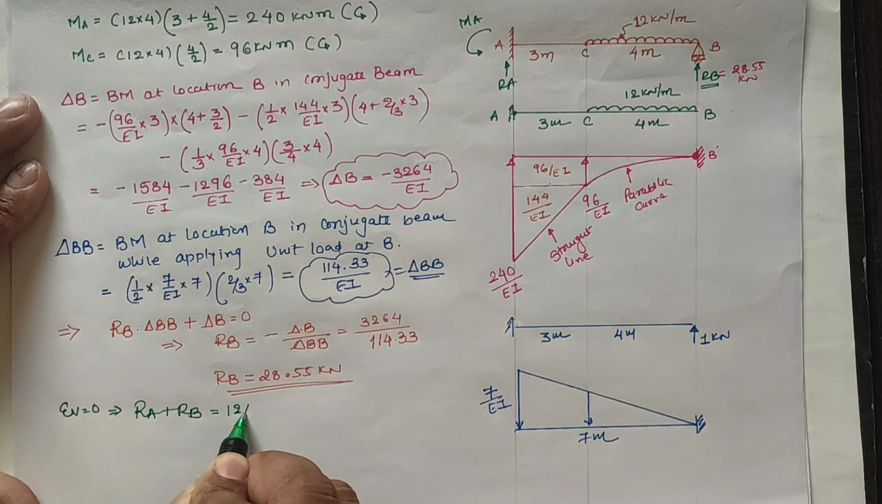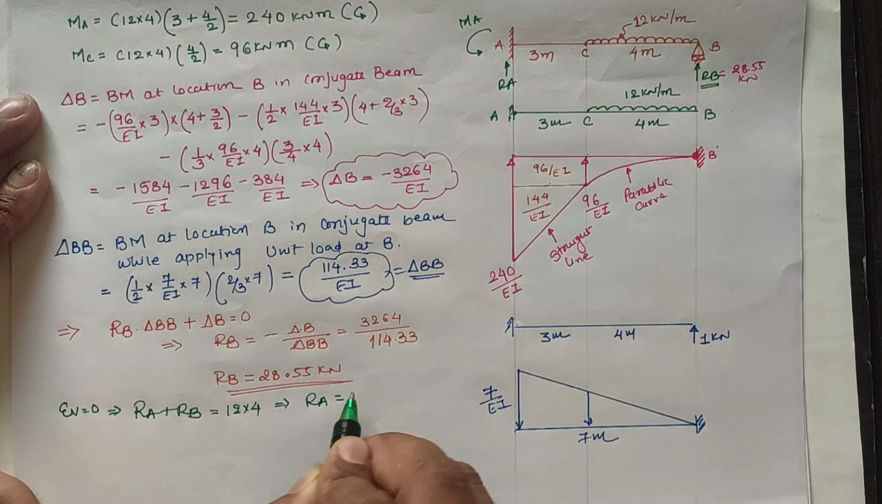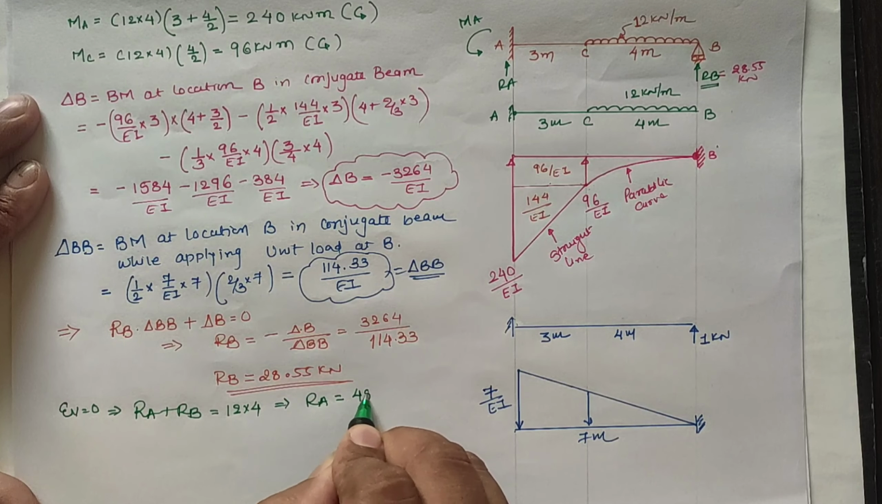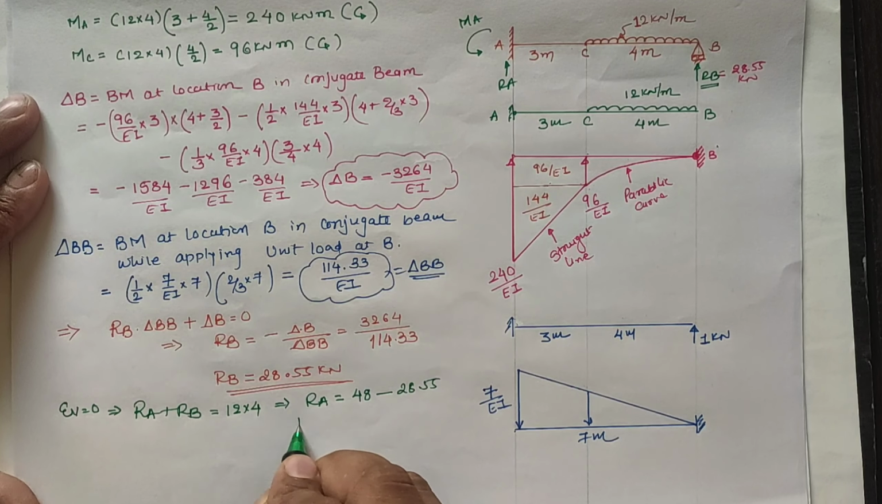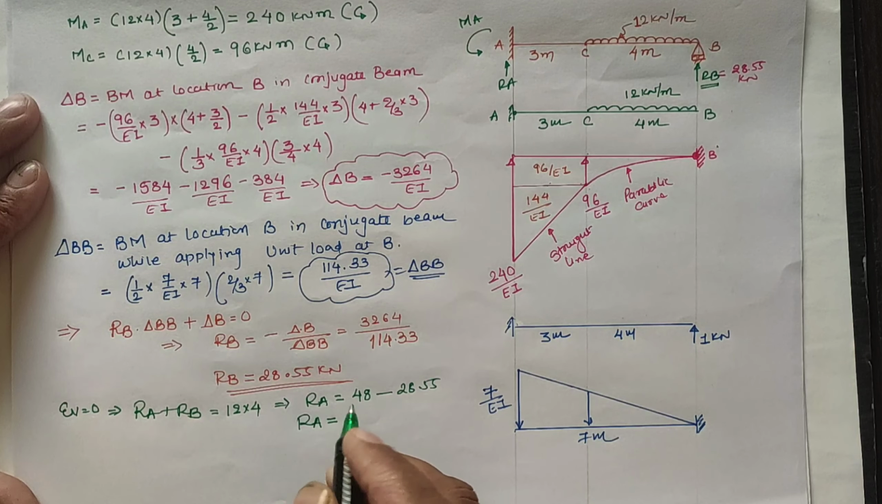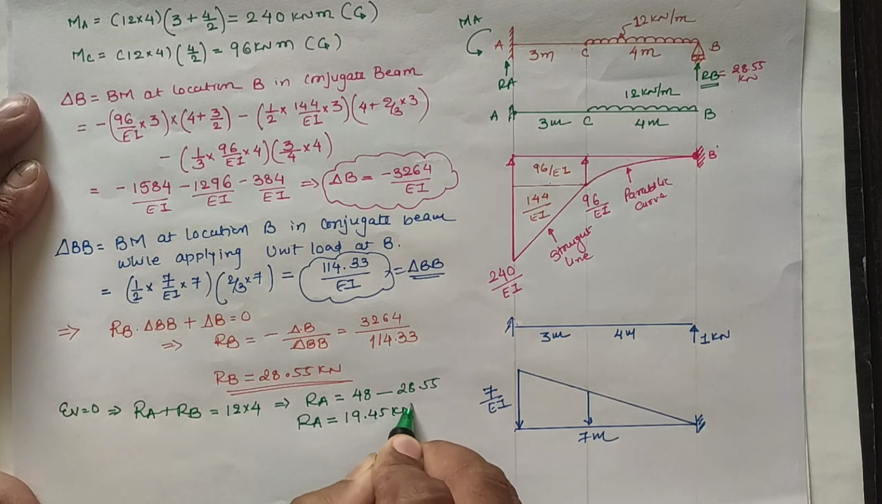Now from the given structure, if we take sigma V equal to 0, then RA plus RB is equal to 12 into 4. Hence RA can be calculated by 12 into 4 as 48 minus RB as 28.55. Hence RA value is equal to 19.45 kilonewton.